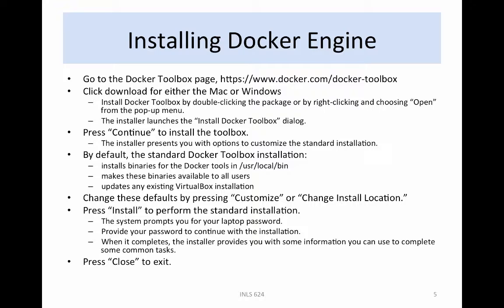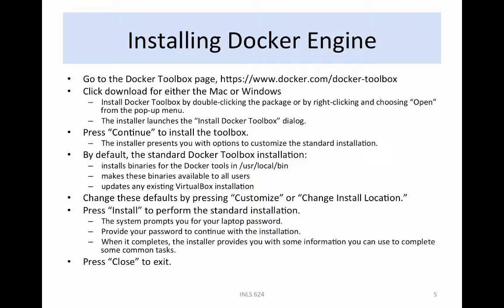Go to the help page, docs.docker.com/mac/started. This describes the required steps. The next page provides information on use of the Docker Toolbox for installing the Docker engine. Go to the Docker Toolbox page, www.docker.com/docker-toolbox. Click on the Download Mac button.